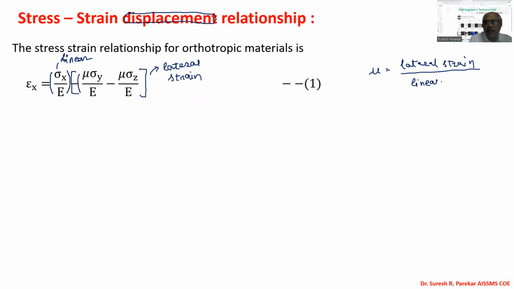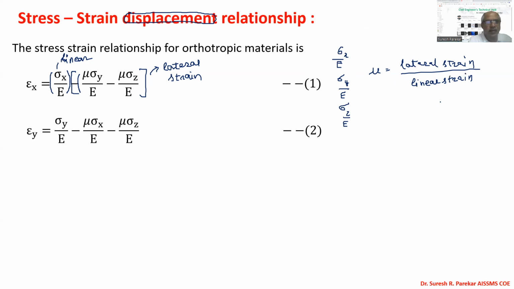And from this, we are going to get these values, because we have linear strain: sigma x by E, then sigma y by E, and then sigma z by E. Now, what is lateral strain, linear strain? You can go to competitive lecture number 1, or the strength of material playlist, and if you go to the first video, you will come to know this.